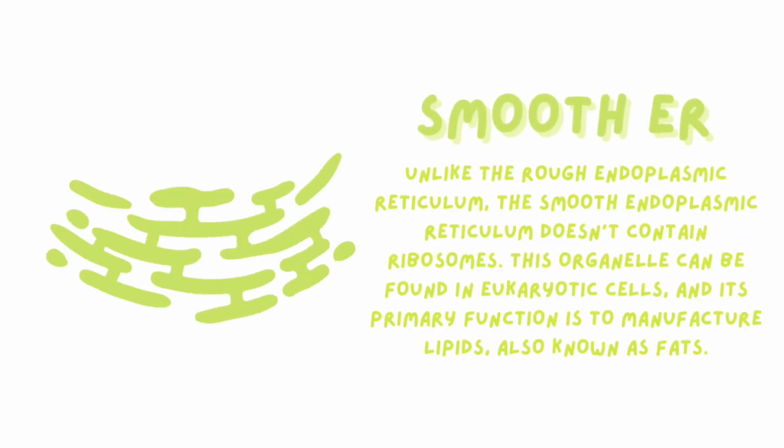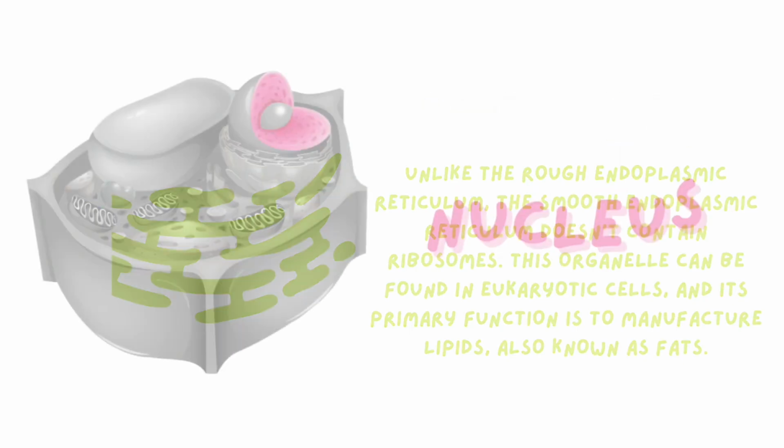Unlike the rough endoplasmic reticulum, smooth endoplasmic reticulum doesn't contain ribosomes. Smooth ER can be found in eukaryotic cells, and its primary function is to manufacture lipids, also known as fats.